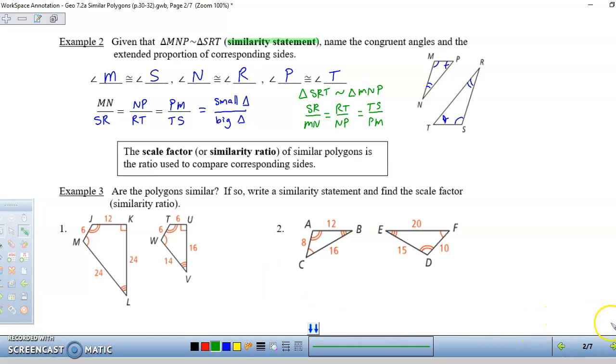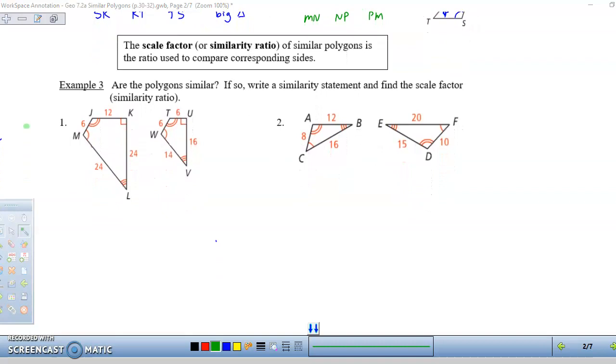Okay, next ones. So now we're going to compare and see if the polygons are similar. Remember, there are two parts to this. The first part is, are the corresponding angles congruent? Notice that things are marked congruent here, here, here. Those right angles are congruent. And then the L and the V are marked congruent. Okay, so I'll just abbreviate it, but corresponding angles are congruent. So we have that part checked off.